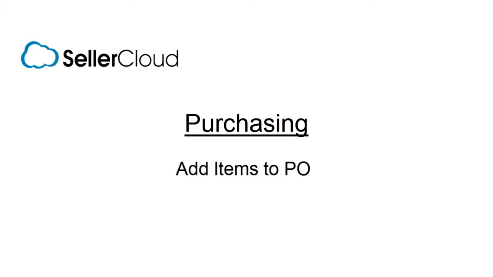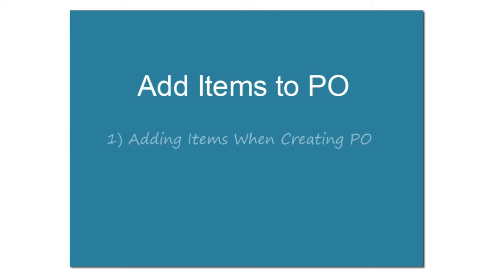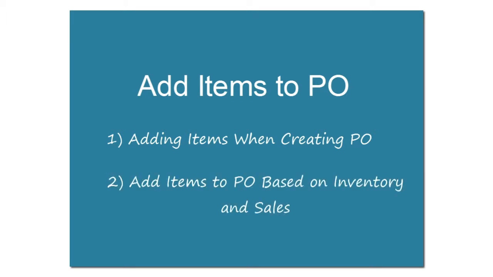There are several ways to add items to a purchase order. The first option is to add the items when creating the purchase order. However, there are other ways that allow you to take inventory and sales into account when adding items to a purchase order. This can help you make an informed decision of what to order, when to order, and what the order quantity should be.